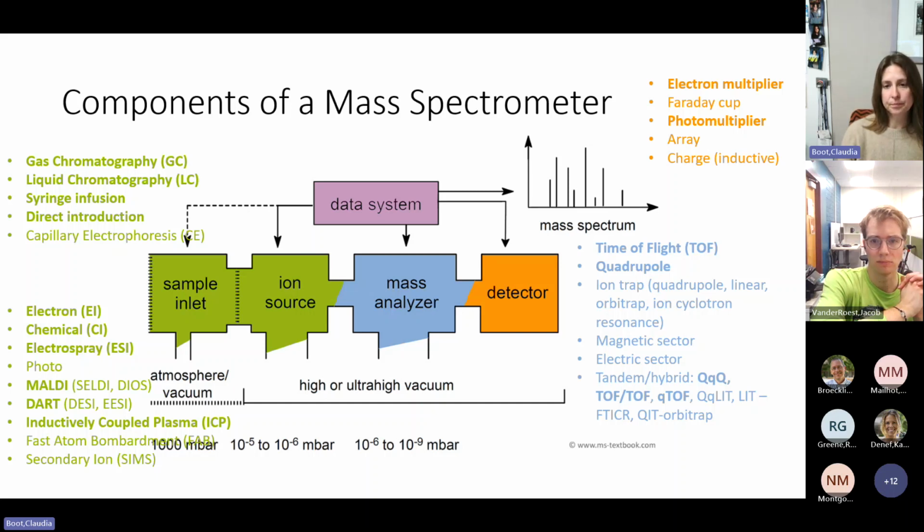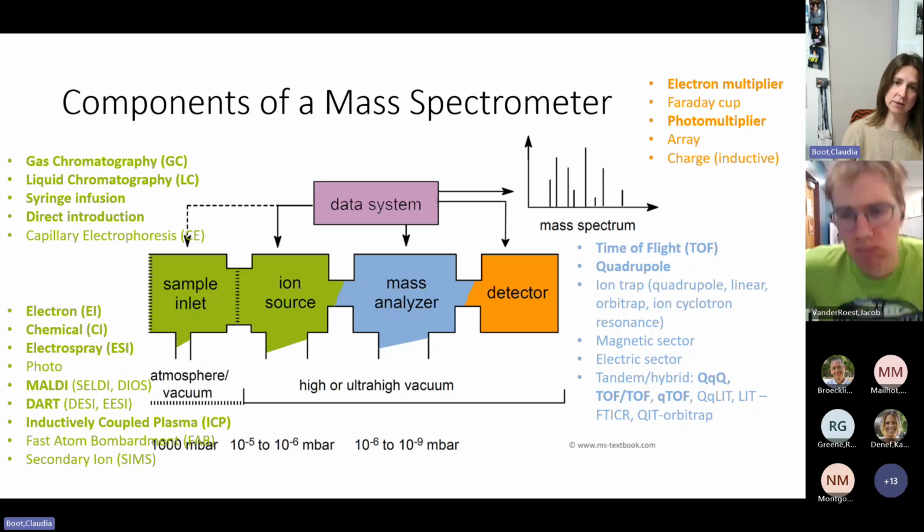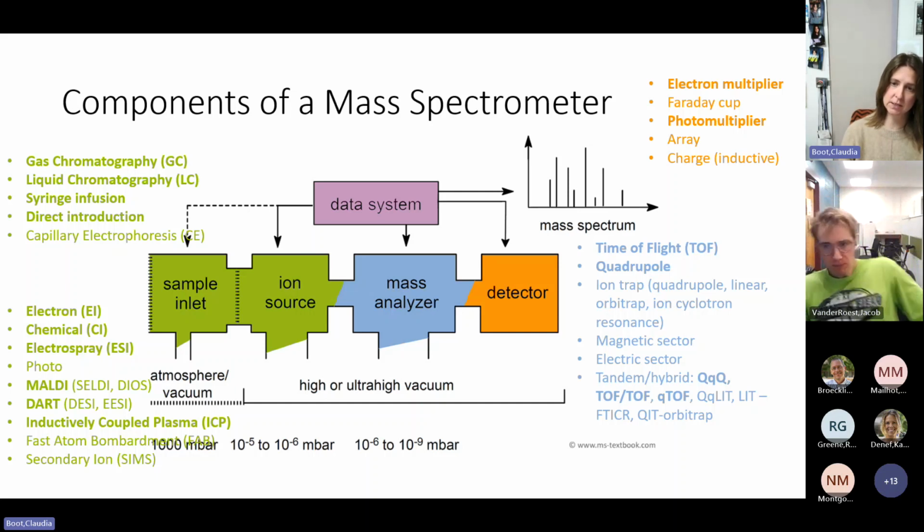We only have a couple of mass analyzers, both time of flight and quadrupole. We don't have any ion traps, magnetic sector, or electric sector, but most of our mass spectrometers and most modern mass spectrometers are some type of tandem or hybrid version where there's multiple quadrupoles put together, TOF, QTOF, those types of things. So we'll walk through these components as a group in terms of the sample inlet, ion sources, and mass analyzers.